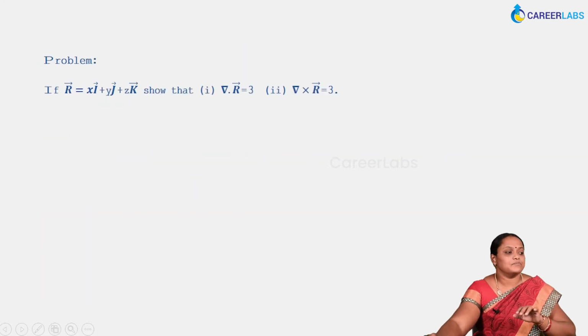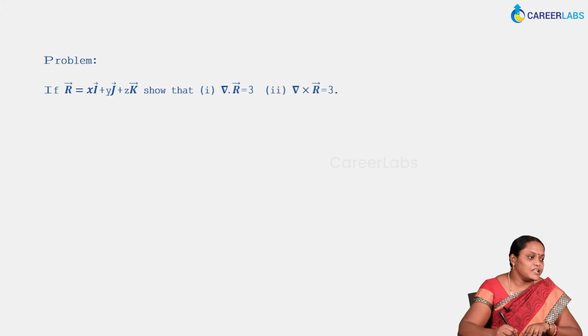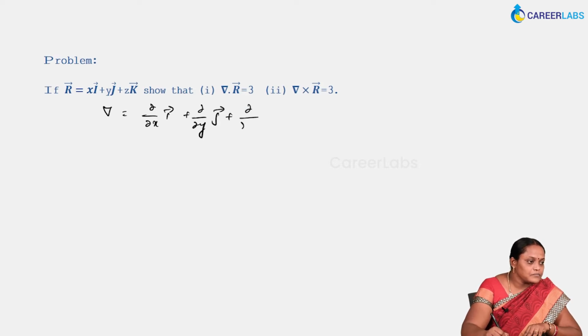So, now let us start with the problem. If r vector equal to x i vector plus y j vector plus z k vector, show that del dot r vector equal to 3. So, we know what is del. So, del is nothing but dou by dou x i vector plus dou by dou y j vector plus dou by dou z k vector.